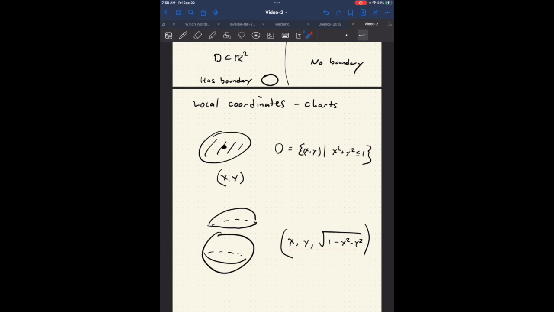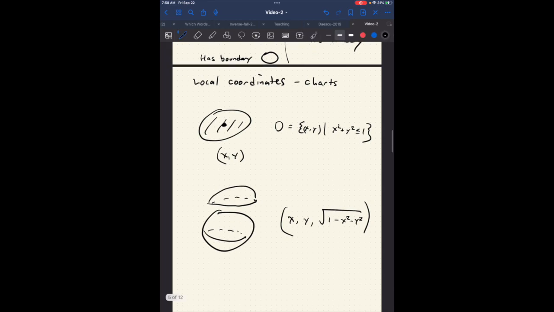But sometimes we'll move between a northern and southern hemisphere, and we can also get coordinates for the southern hemisphere. So we could have something like this, x, y, negative square root of 1 minus x squared minus y squared. So this would be our southern hemisphere.